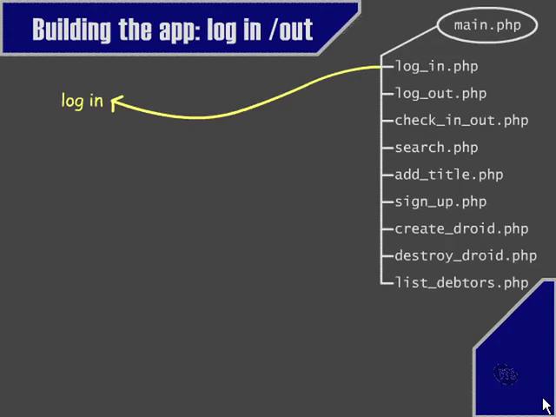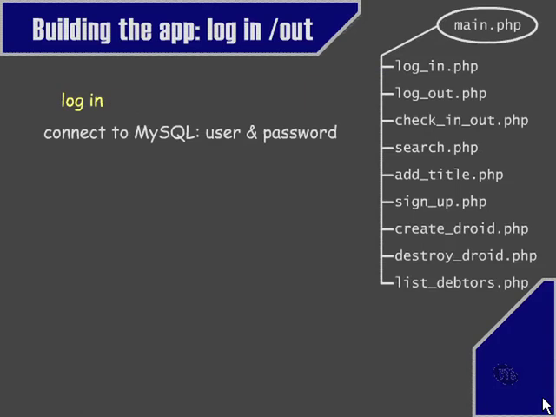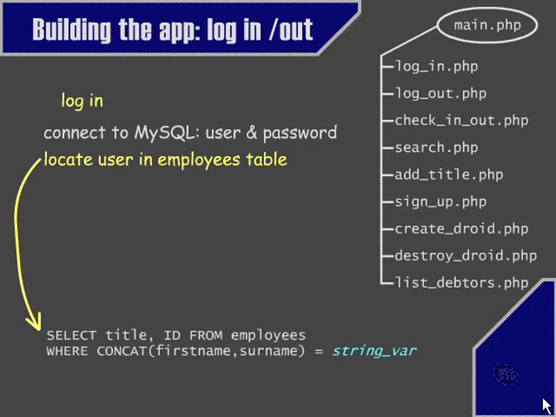Our login script, login.php, does a number of things. It has to connect to MySQL, and it has to locate the user that's been specified in the employees table. To connect to MySQL, we simply use the PHP MySQL connect function. To locate the user in the employees table, however, we have to actually submit an SQL query using our PHP script. And the query is something like this.